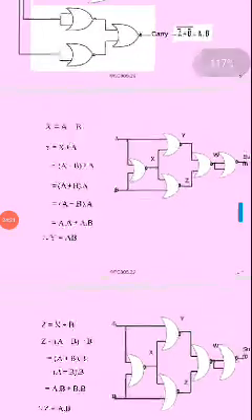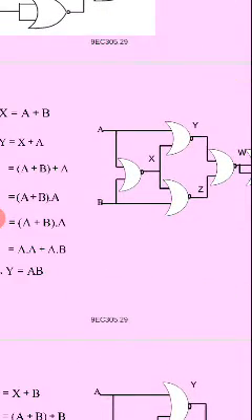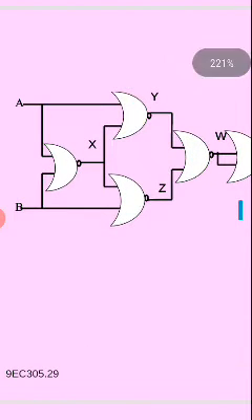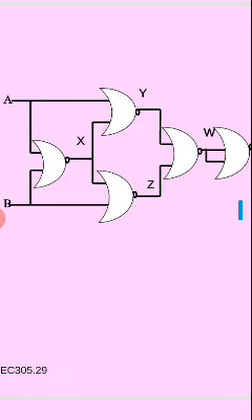Here we are looking for the sum operation. A and B are given here and its output is X. Again, X is given as input to the next two NOR gates, where one input is coming from A and another one is X.